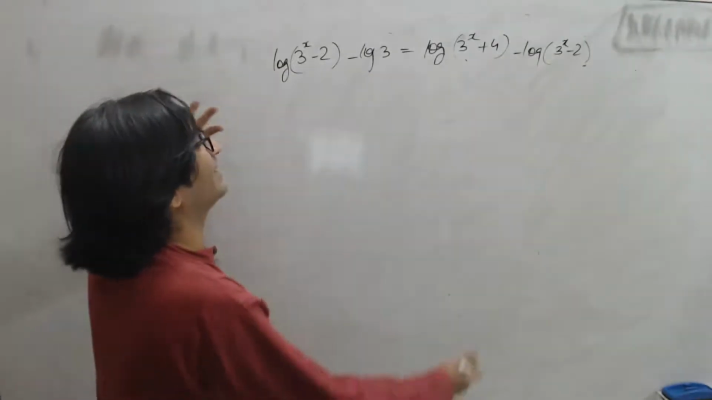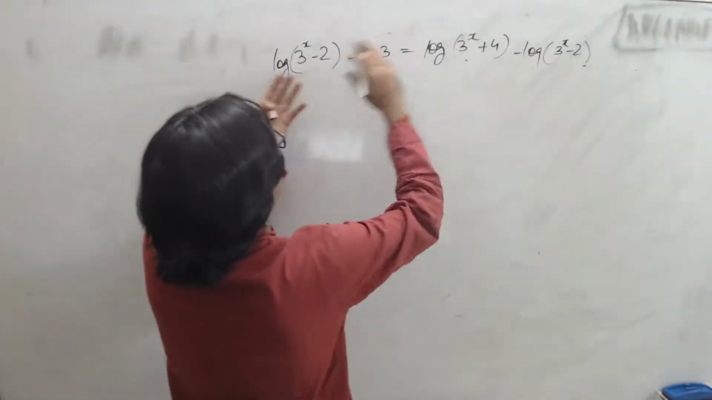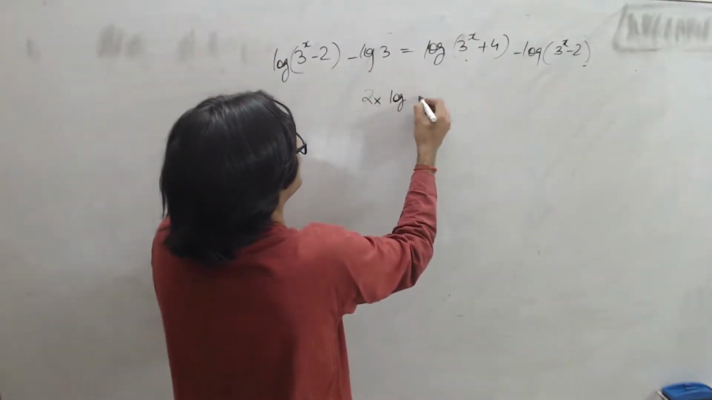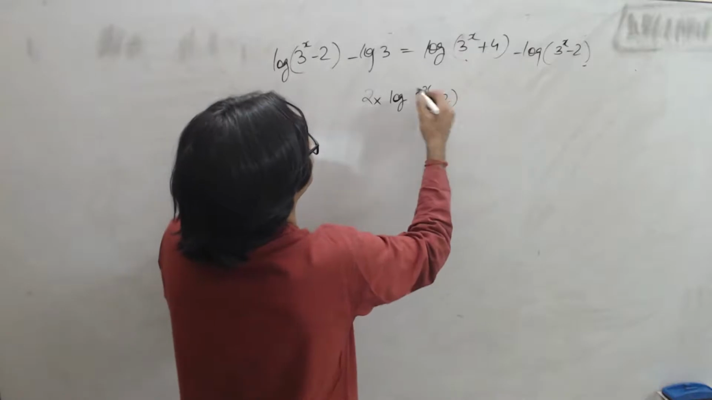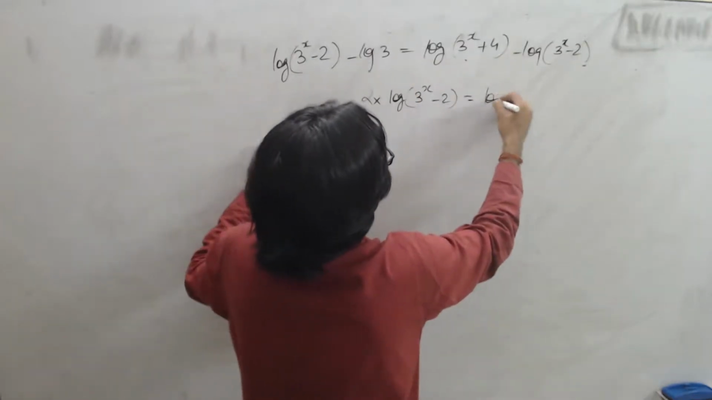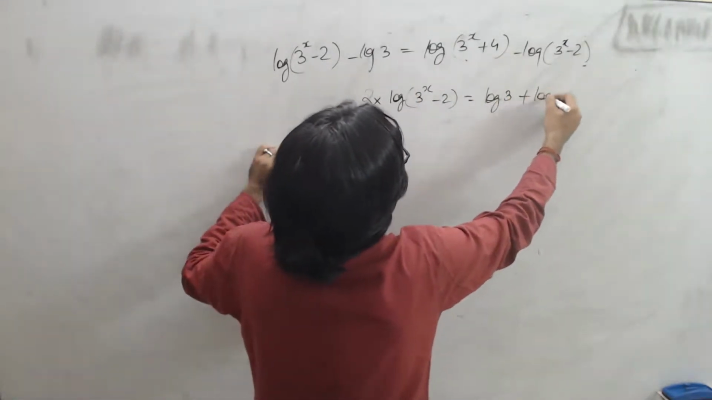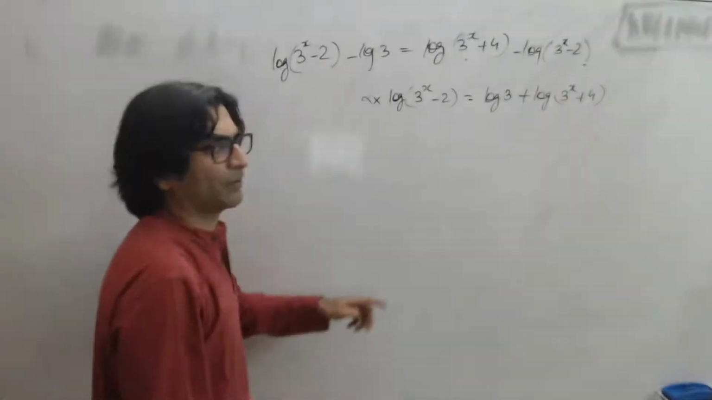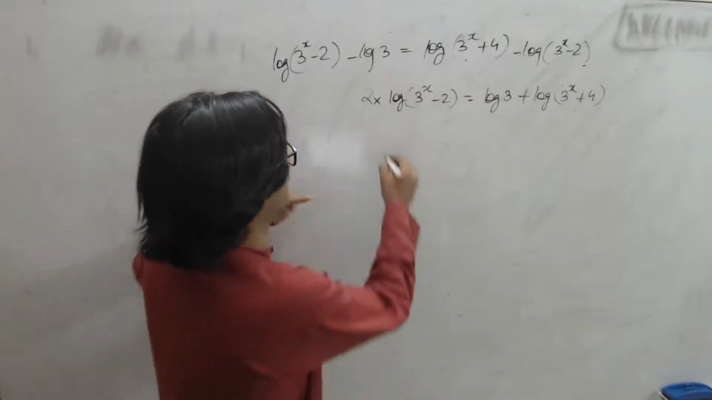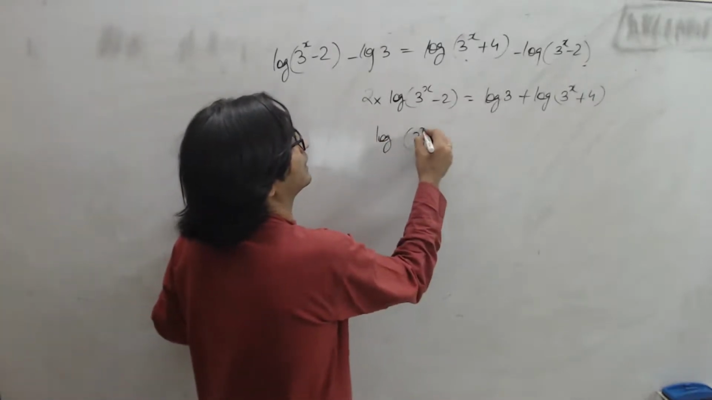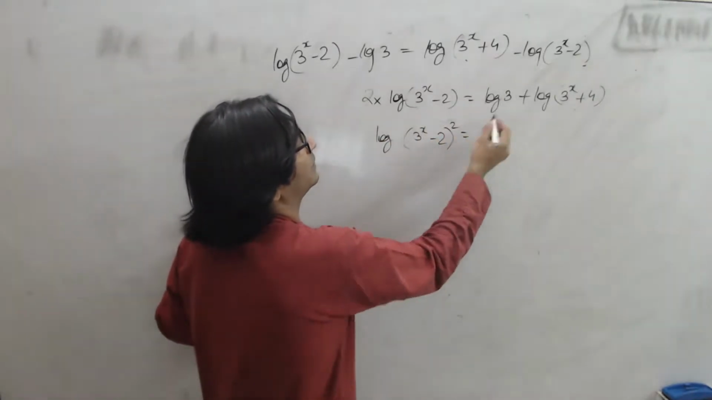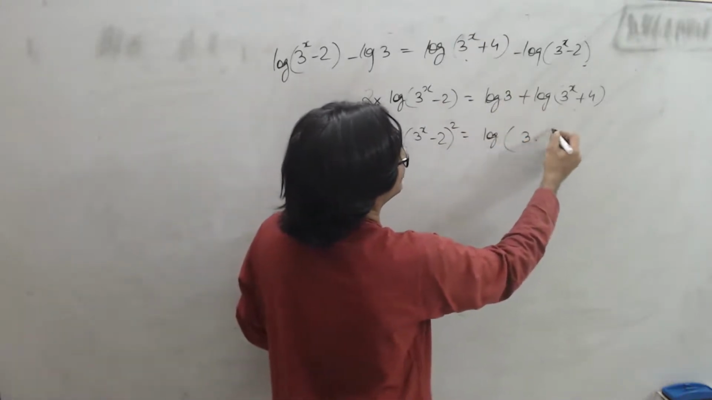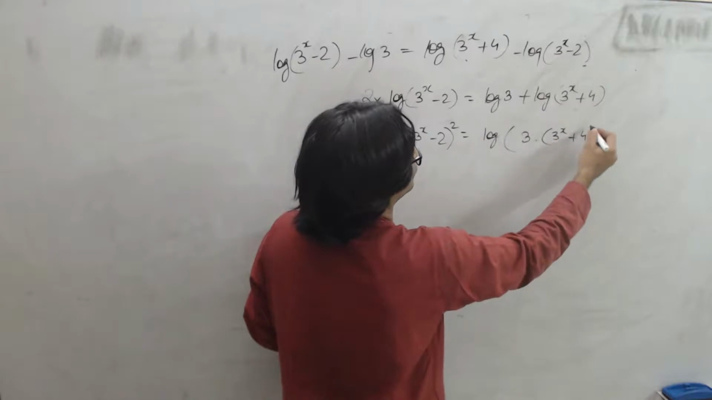In fact, you don't need to write this, because if you remember, you can also write it as 2 times the middle term, log of 3 power x minus 2, equal to the sum of the first and the last, so log of 3 plus log of 3 power x plus 4. Using the property, the power goes inside. This becomes log of 3 power x minus 2 the whole square, and when you add two logs, the radicands get multiplied, so 3 into 3 power x plus 4.